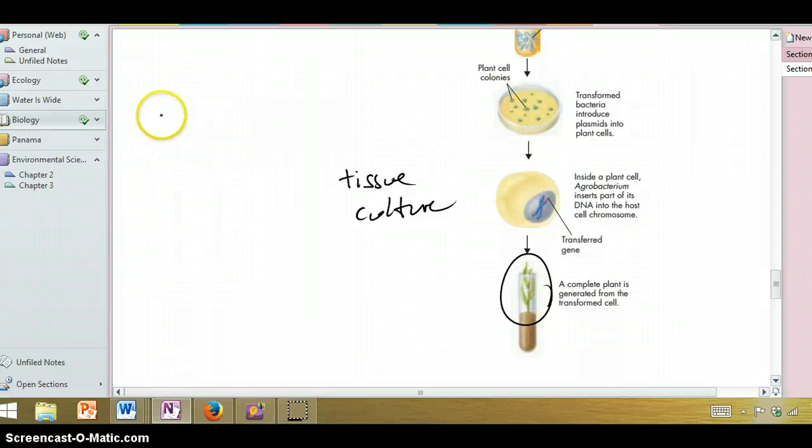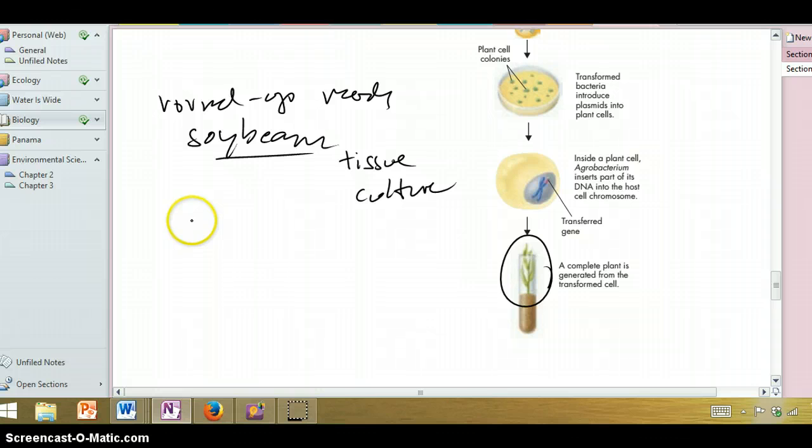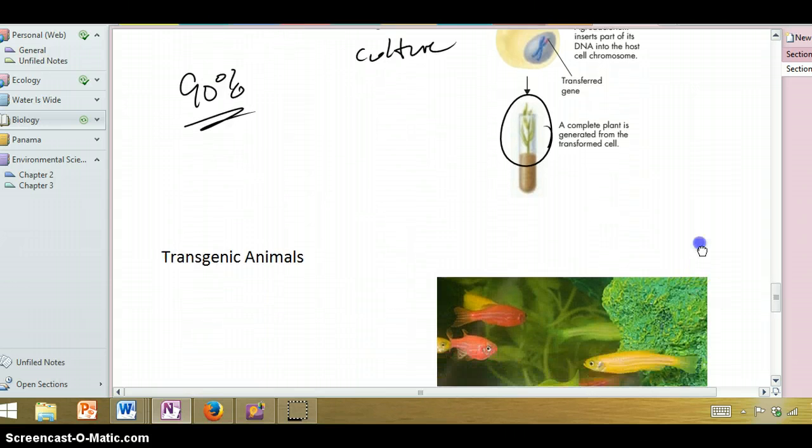One of the more common ones is what are known as Roundup Ready soybeans. You may have heard of Roundup. It's a herbicide, a weed killer. And there are soybeans that have been engineered to contain a gene which came from a different type of plant that gives them resistance to the Roundup. So you can spray this herbicide on your field. It'll kill all the weeds, but it won't kill your soybean plants. In fact, I believe I've read that upwards of 90% of the soybeans grown in this country now are this type of soybean, transgenic soybeans.